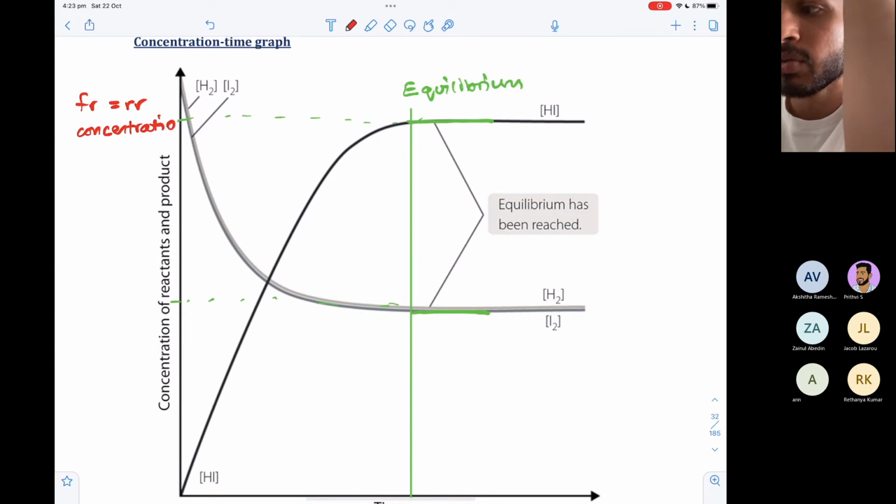That is the new point all of you are going to be adding in your definition of equilibrium. Concentration of all chemical species is constant or non-changing. This is a new piece of information you've just learned.